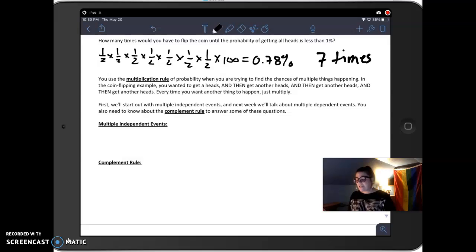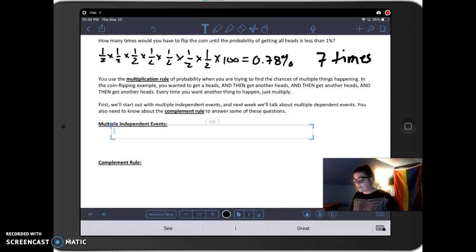All right, and the next thing we're going to go through is these definitions. So the first thing is, what is the definition of multiple independent events? So a multiple means many. Events are probability situations, or what we would call trials.